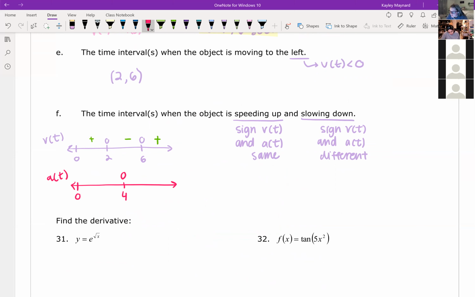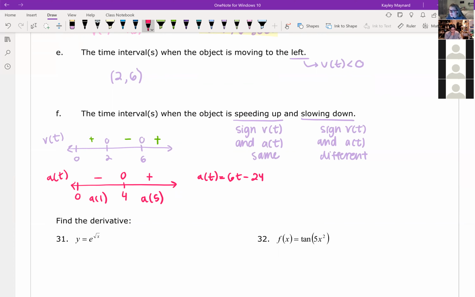So for this first interval, I'm going to just plug in 1. You know what? Let me copy down the A of t function. I don't have it. So A of t is equal to 6t minus 24. Okay. So for my first interval, I'm going to do A of 1. If I plug in 1 here, I get 6 minus 24, which is negative. Okay, and then for my last section, I'm going to do A of 5. If I plug in 5, I get 30 minus 24, which is positive.